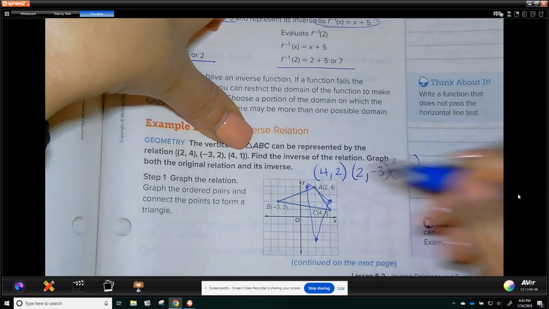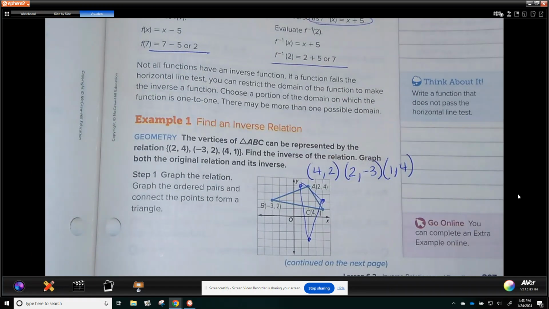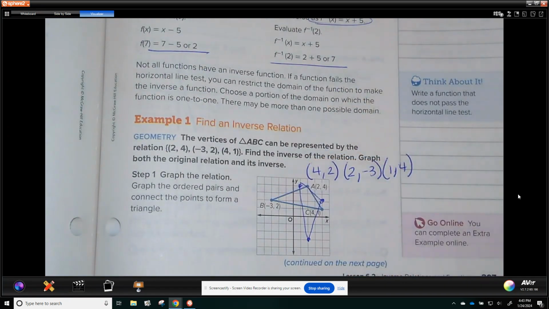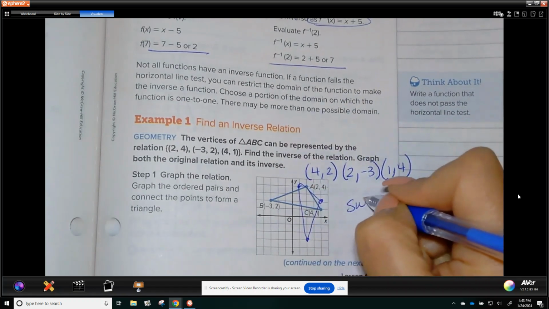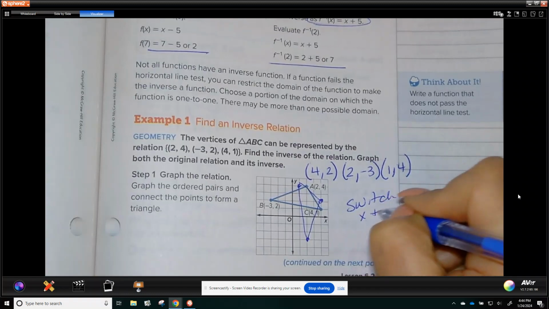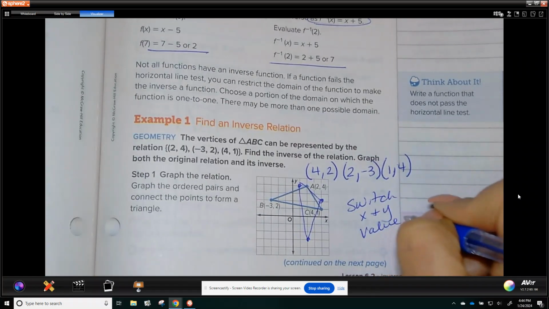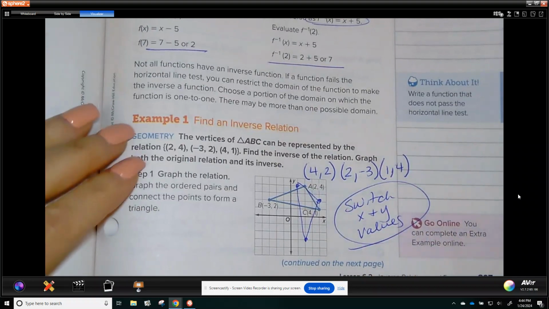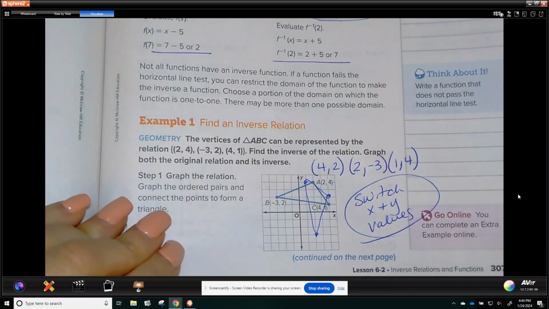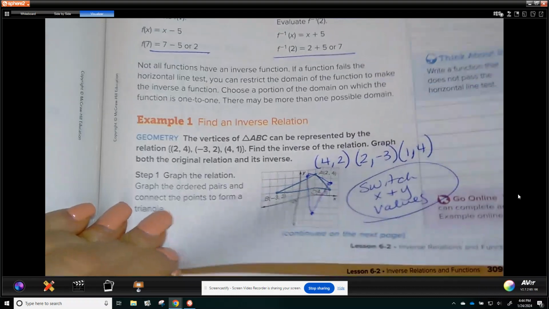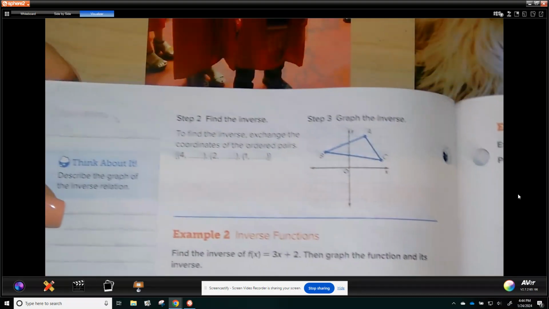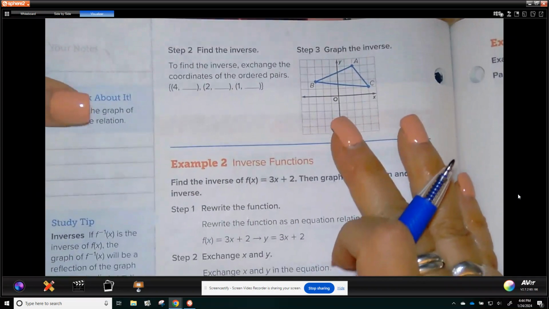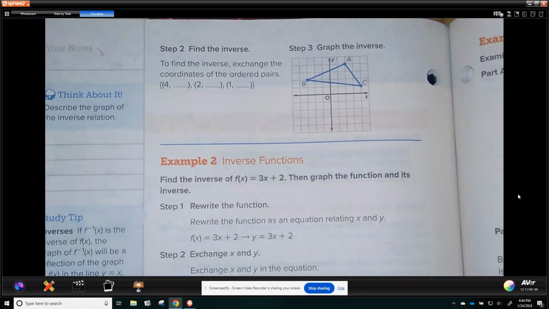Here's the inverse relation. It is not a function because we got duplicate lines going there. Only one of them at a time would be a function. But you just switch your x and y values. Okay? Inverse relations, pretty easy. Horizontal line tests, they're talking about one-to-one. Sorry, I'm talking out loud. Okay, find the inverse, exchange the coordinates.